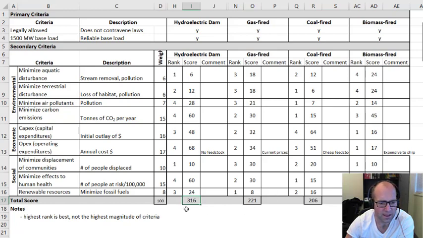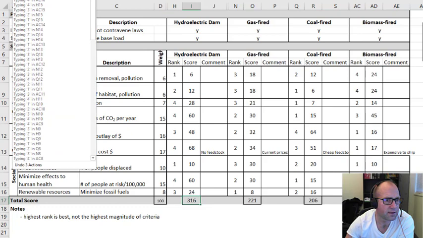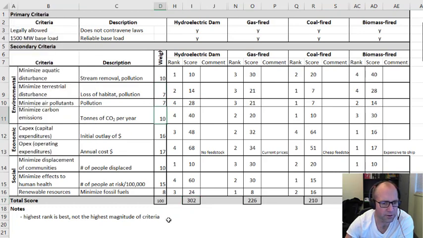And as it turns out, the answer is not sensitive because hydroelectric is still the winner, coal is still the loser, and gas-fired and biomass-fired are still pretty much tied. And so now I can undo that and I can set it back to the weightings I had earlier.